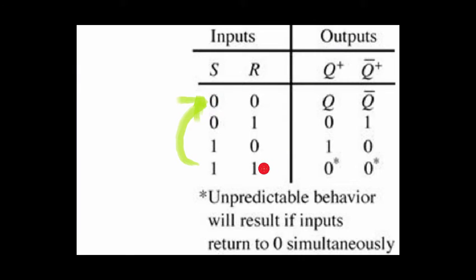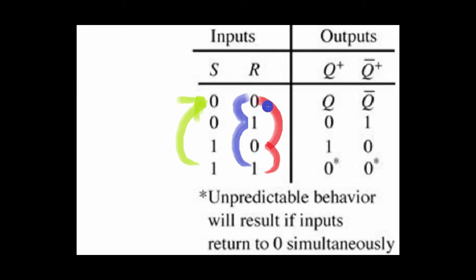Now here's a good path. We could go from here to here to here and everything would be fine. We would end up with a 1, 0 being remembered. We could go from here to this row, and everything would be fine, because we would get a 0, 1 to remember. But when we go from 1, 1 to 0, 0, we have to travel either this path or we have to travel this path.